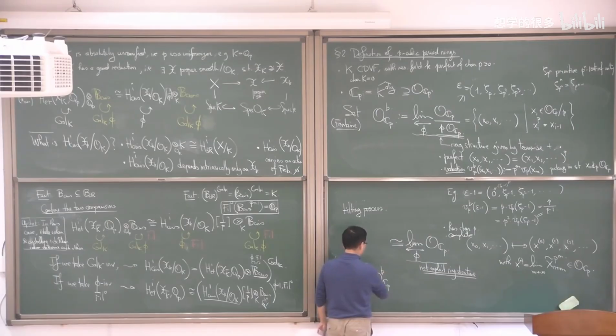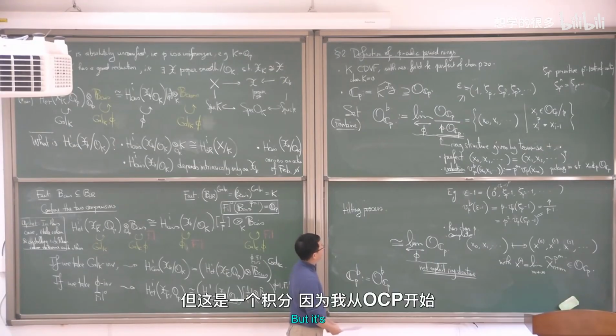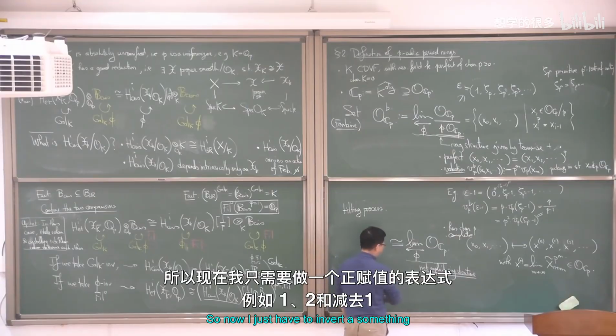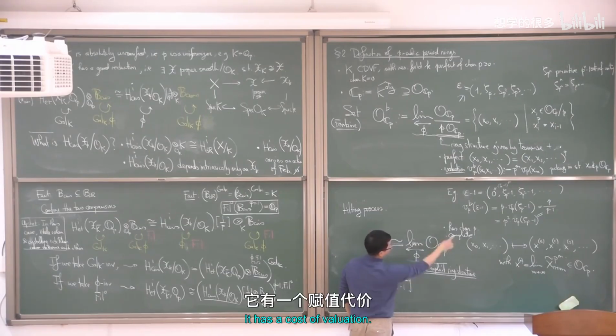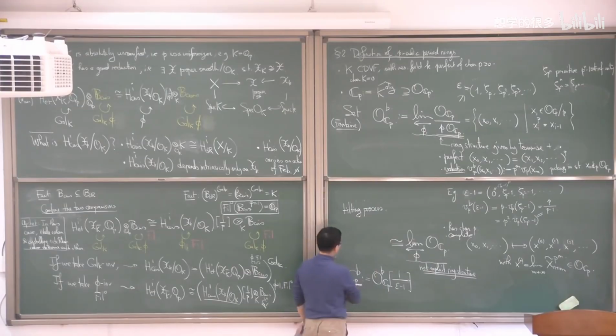Right, what am I doing? So we get that this is a complete valuation field, which is perfect in characteristic p. But this is integral because I started with O_{C_p}, so all the valuations are greater than or equal to 0. Now I just have to invert something with positive valuation. Namely, for example, let's choose epsilon minus 1. It has a positive valuation.